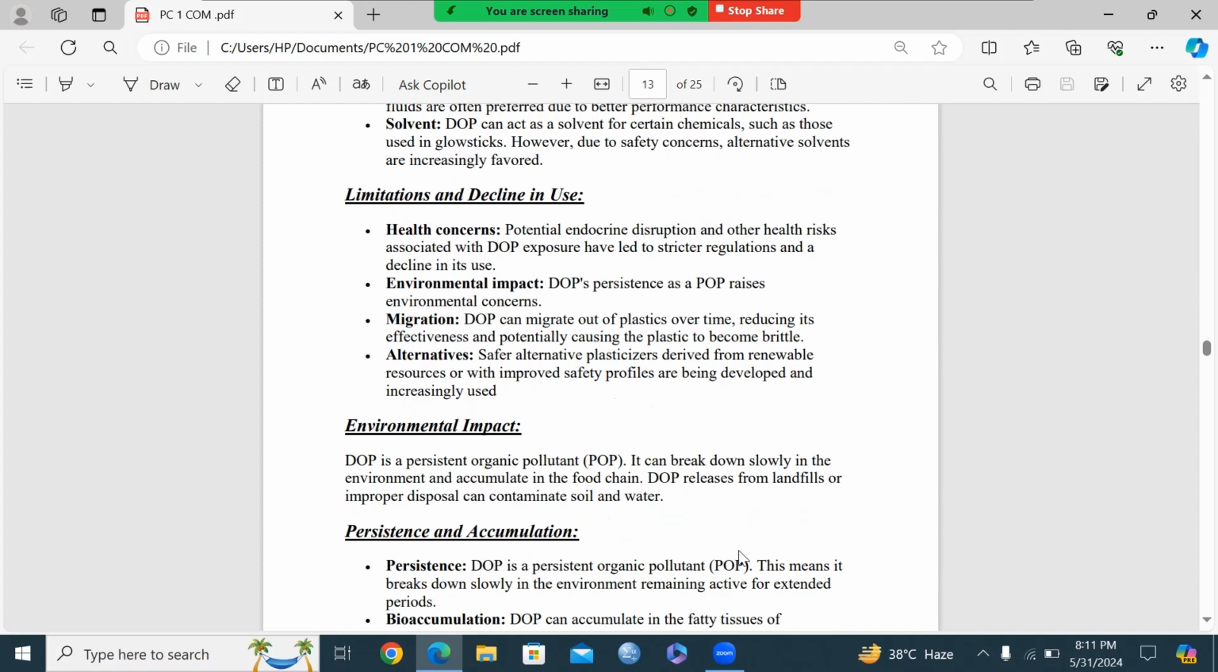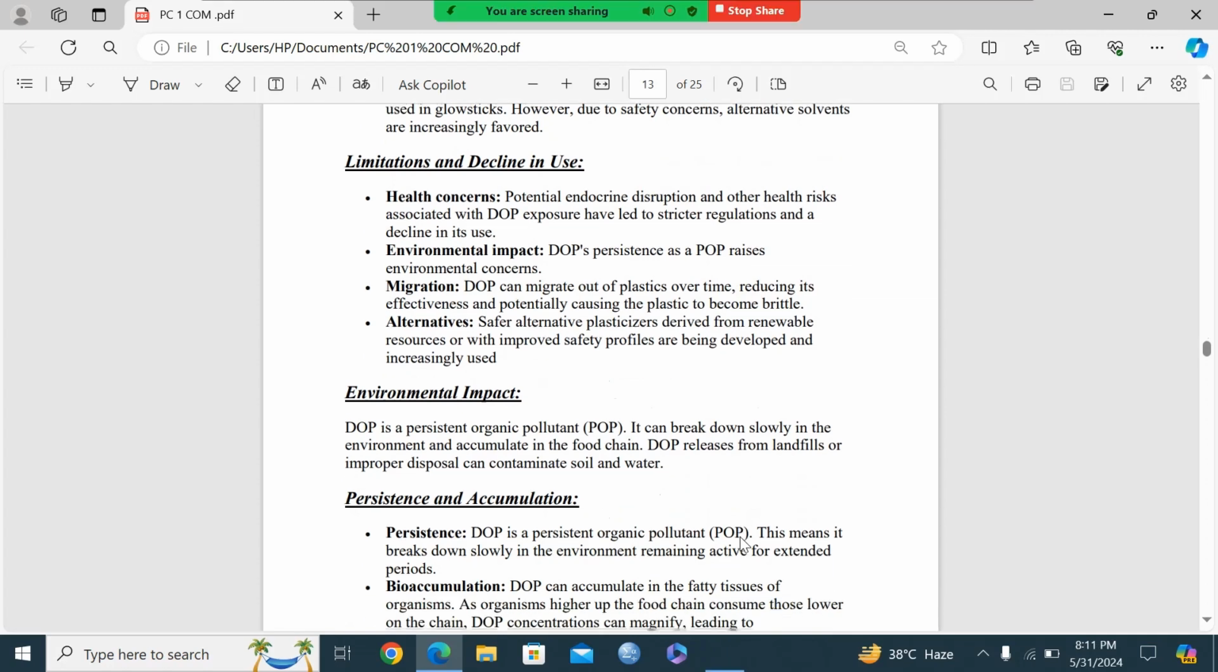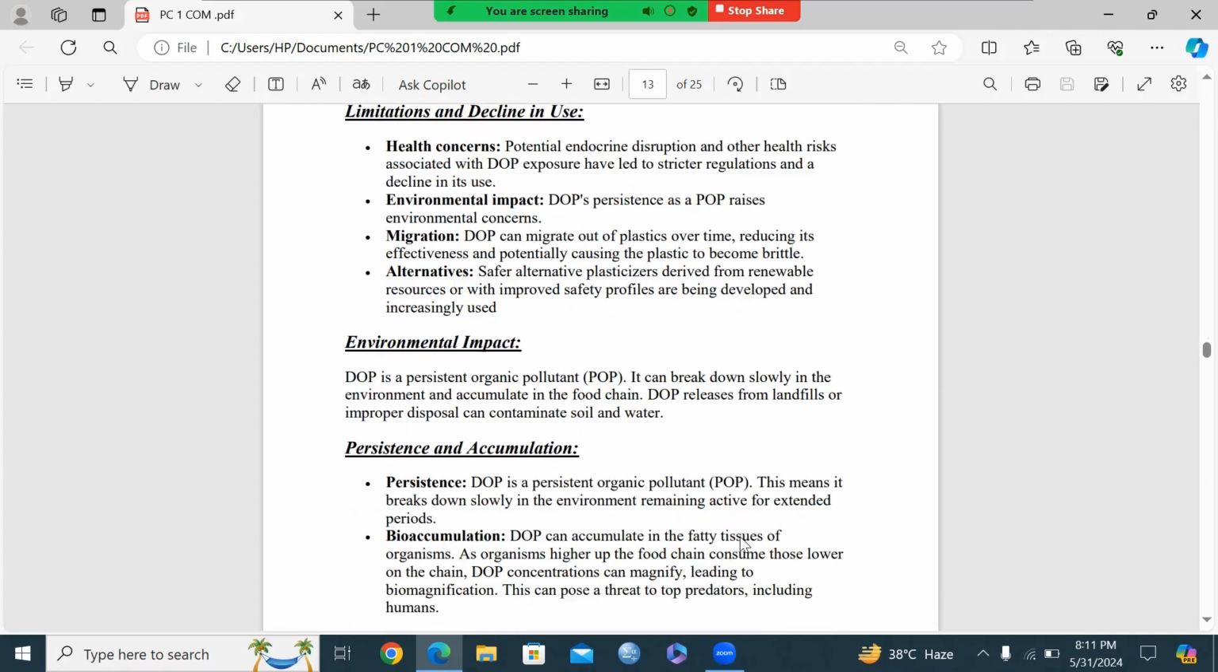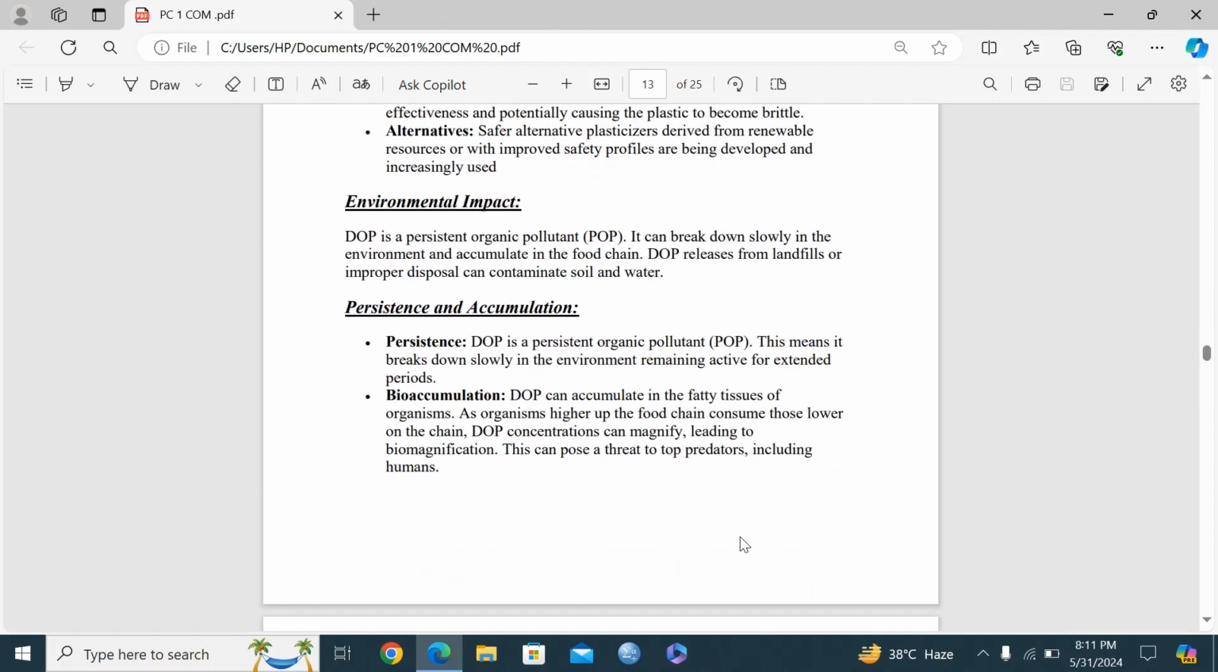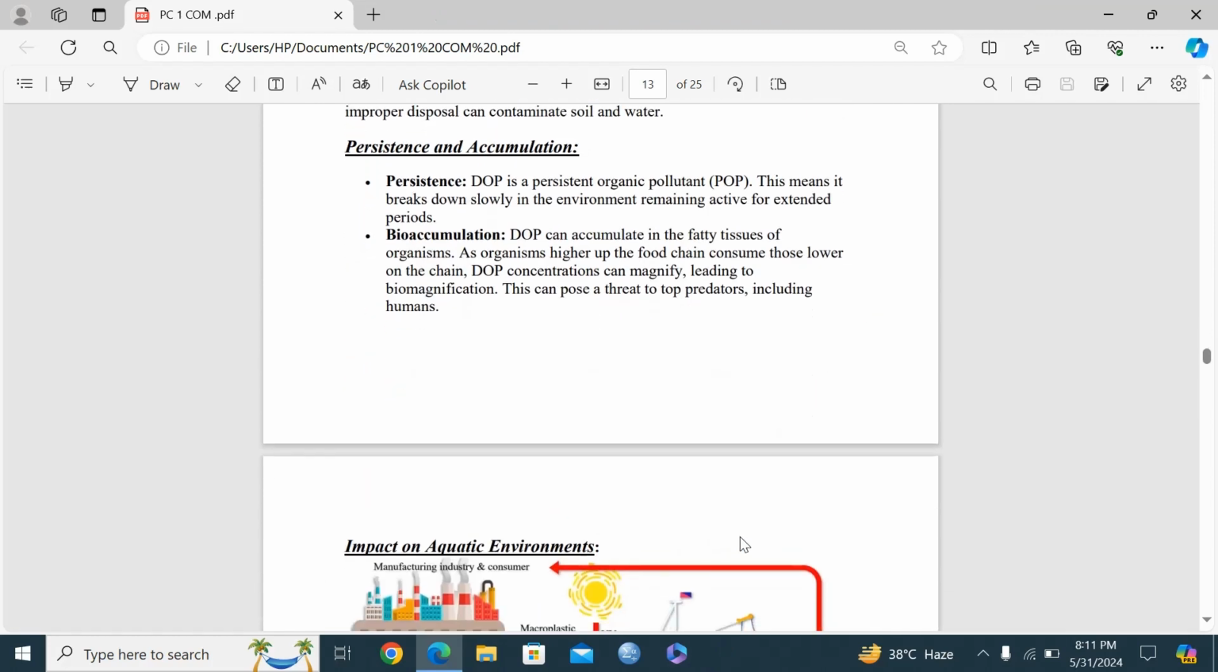Health concern. Potential endocrine disruption and other health risks associated with DOP exposure have led to stricter regulation and decline in use. Migration. DOP can migrate out of plastic over time, reducing its effectiveness and potentially causing the plastic to become brittle. Safer alternative plasticizers derived from renewable resources with improved safety profile are being developed. Persistence and accumulation. Persistent. DOP is a persistent organic pollutant. This means it breaks down slowly in the environment, remaining active for extended periods.